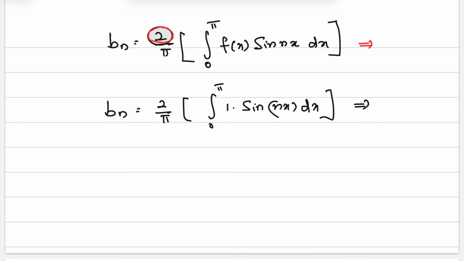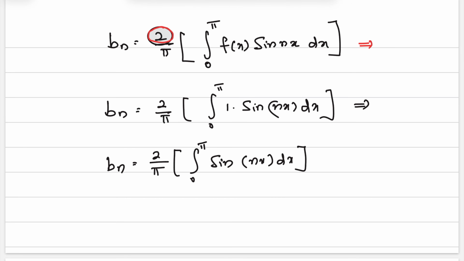That implies b n is equal to, you just see how simple it is, 2 by pi times the integral 0 to pi sin nx dx. What is the integral of sin nx dx? From the basics of integration, it is minus cos nx by n. That is equal to 2 by pi into minus cos nx by n, varying between 0 and pi.